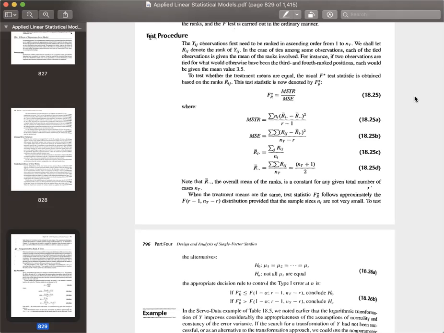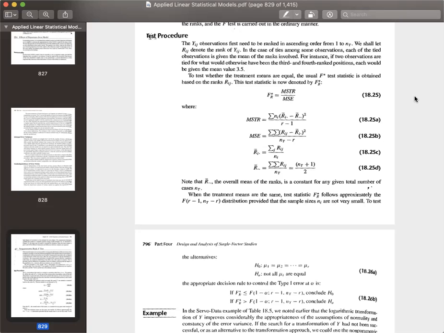The MSE is the double summation of Rij minus Ri dot bar squared over N sub T minus R, and Ri dot bar is equal to the summation of Rij of all j over Ni, and the R dot bar is equal to the double summation of Rij over N sub T, which is actually equal to Nt plus 1 over 2. Note that the R dot bar, the overall mean of the ranks, is a constant for any given total number of cases N sub T.